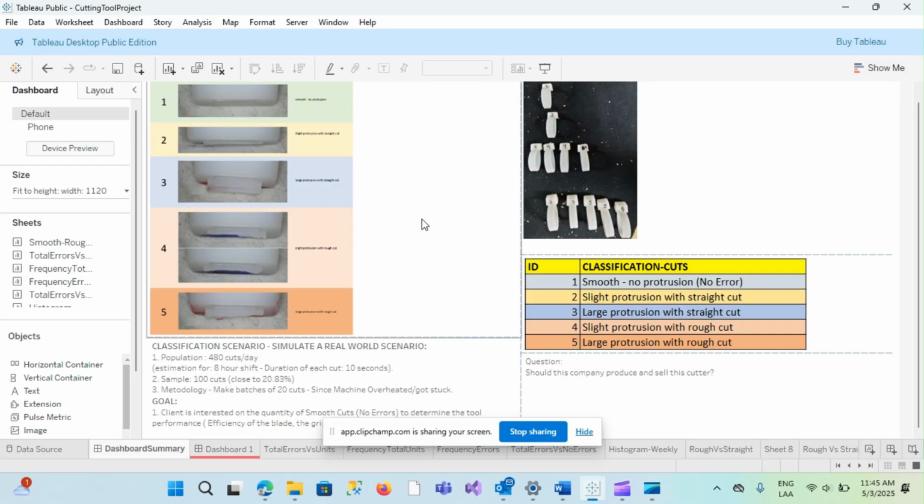Okay, so this is my final project. My name is Dimitri Patarroyo. This is a project about classifying zip ties. We were just trying to measure how the machine was working, how the blade was working.